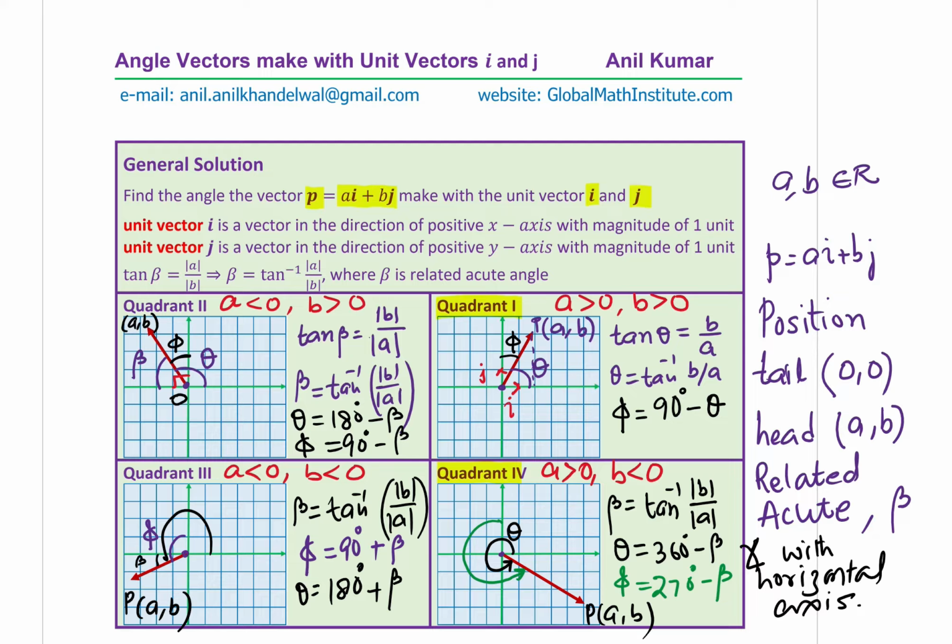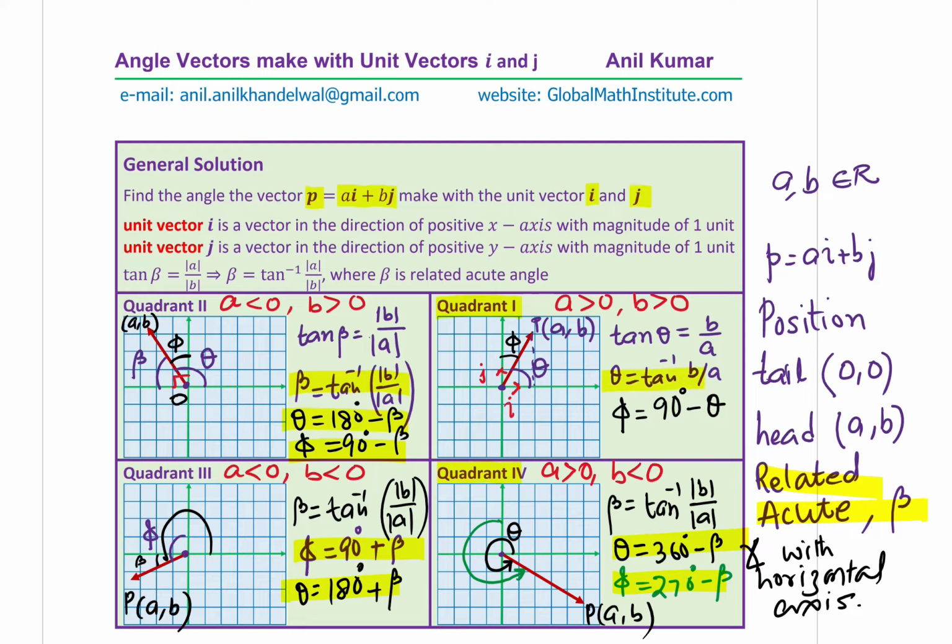So these are the different ways of finding the angle of the vector with unit vector i or with unit vector j. First, you need to find the related acute angle, beta, with our common formula: beta is equal to tan inverse of absolute value of b over absolute value of a. Once you have the angle beta, figure out in which quadrant the vector lies, and then accordingly use your rules as we have done here to get the answers.